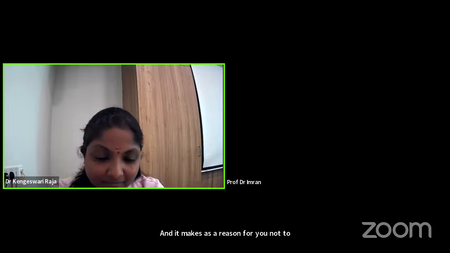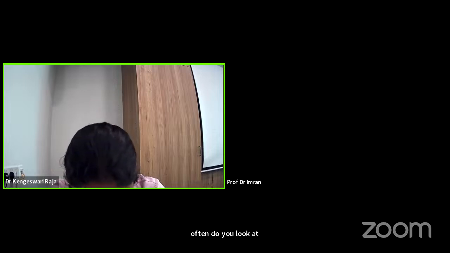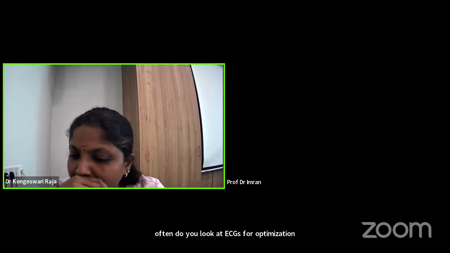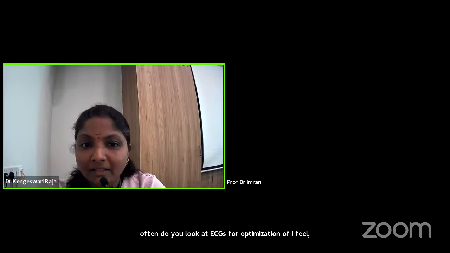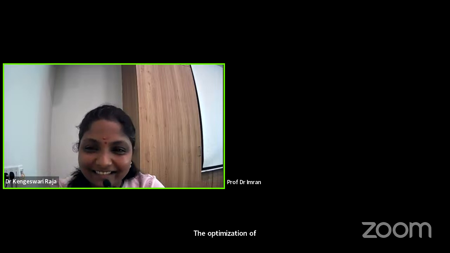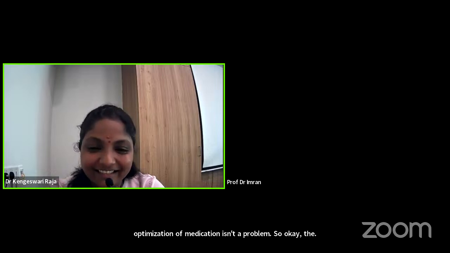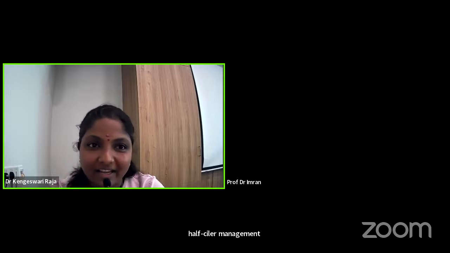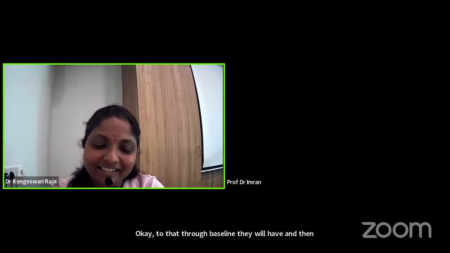How often do you look at ECGs for optimization of heart failure, Kengeswari? Optimization of medication, is it that? So, ECGs. What is the role of doing ECGs in heart failure management? Okay, to tell the truth, the baseline they will have, and then maybe in 2 or 3 months' time, I will repeat another one, but not so frequent.